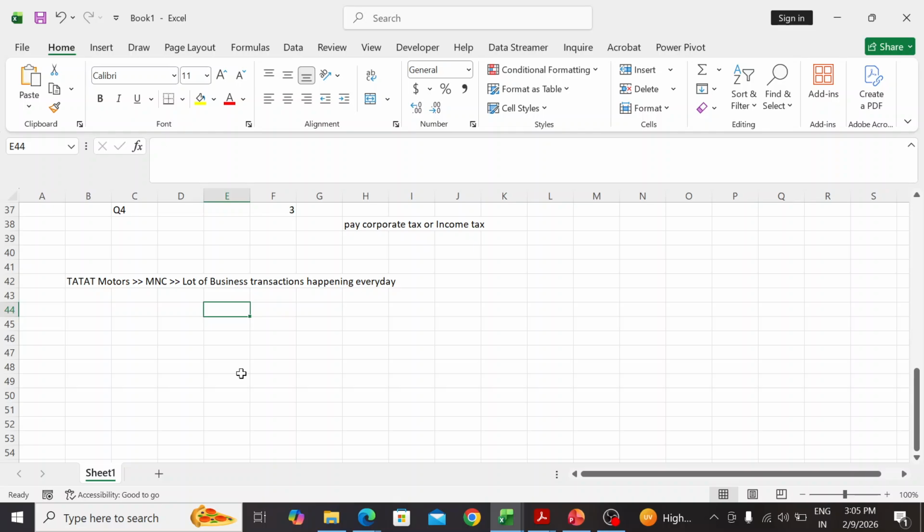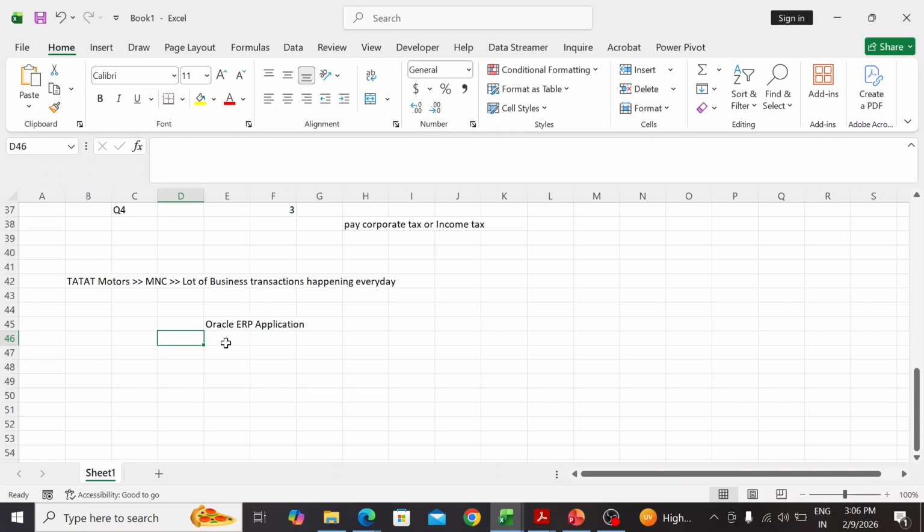So I have a battery issue. Okay, take Tata Motors as our example. Tata Motors is an MNC and it is doing a lot of business transactions every day, and transactions are happening on a daily basis. Assume like that. So they decided to have one business software like Oracle ERP application. They want to have an ERP application for their business requirements.